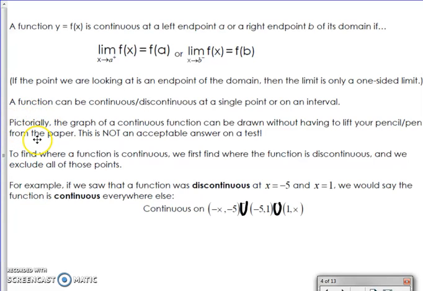So if you're given the picture, the graph is continuous if it can be drawn without having to lift your pen or pencil from the paper. Notice this is not an acceptable answer on a test. You will need to show all 3 of the rules for continuity on the test.